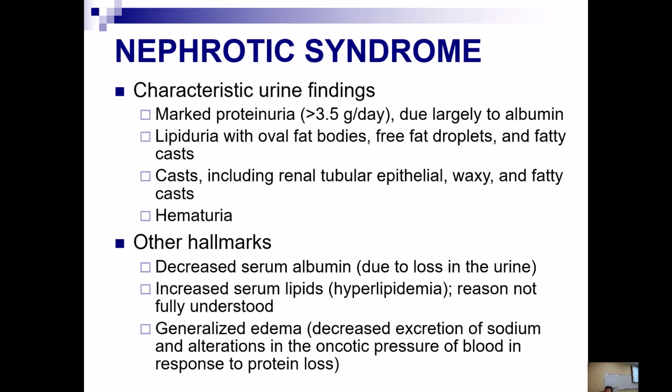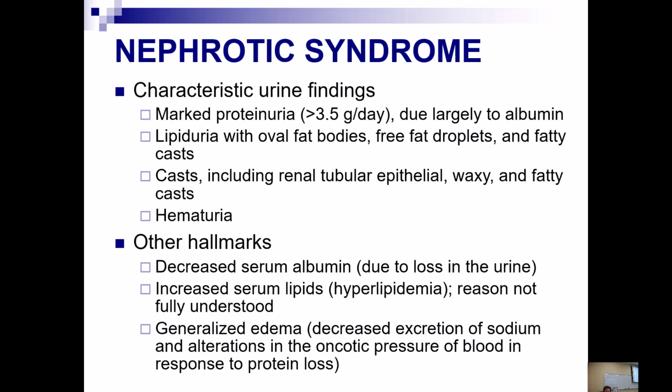The characteristic urine finding for nephrotic syndrome is going to be increased protein, greater than 3.5 grams per day, largely albumin. So this is one of those tests. They're going to do a urine. It's going to be positive for protein. They're going to do a 24-hour urine and see, wow, really positive for protein. Again, nephrotic syndrome, we're going to see lipiduria. We're going to see oval fat bodies, free fat droplets, fatty casts, fat. Nephrotic syndrome, fat. Keep those solid in your brain.